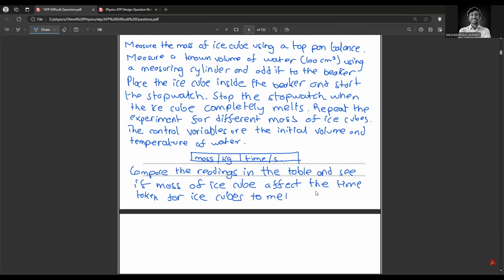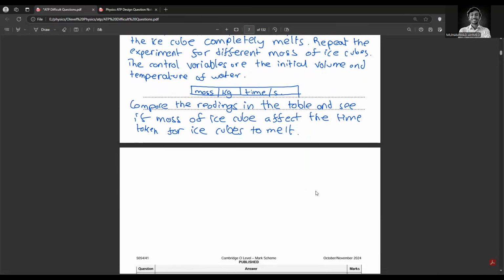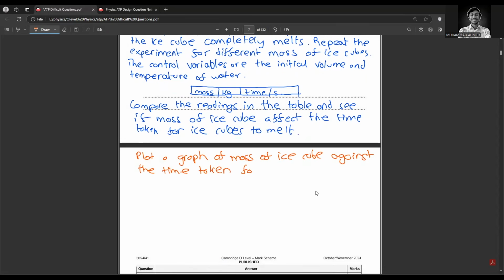Simple as that. And if you are really aiming for that A star, what further will you add here? Plot a graph of mass of ice cubes versus, or you can say against, the time taken for ice cubes to melt. Simple as that, nothing complicated here.